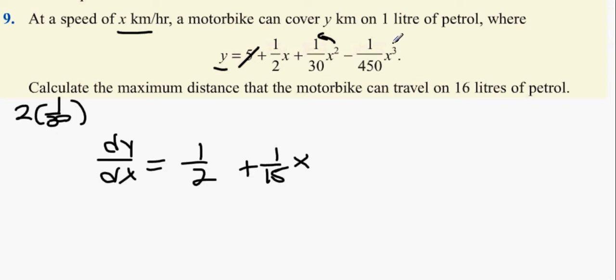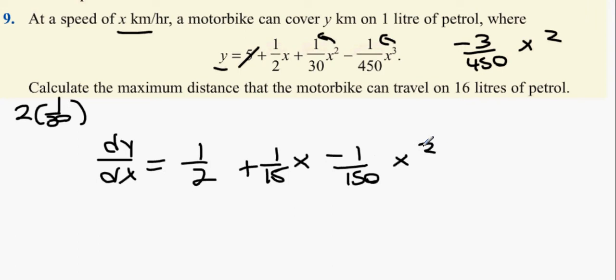And then we're going to multiply by 3, and we're going to get minus 3 over 450 x squared, and that's going to be minus 1 over 450 x squared. Now, this is a quadratic equation, and we need to figure out when it's equal to 0.